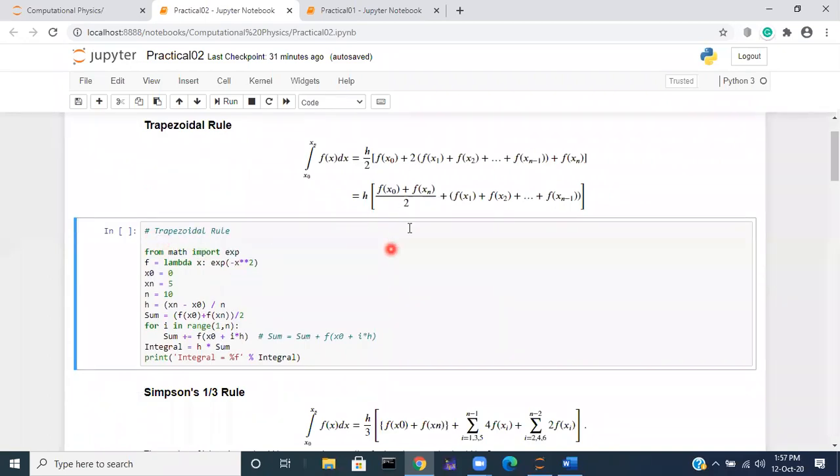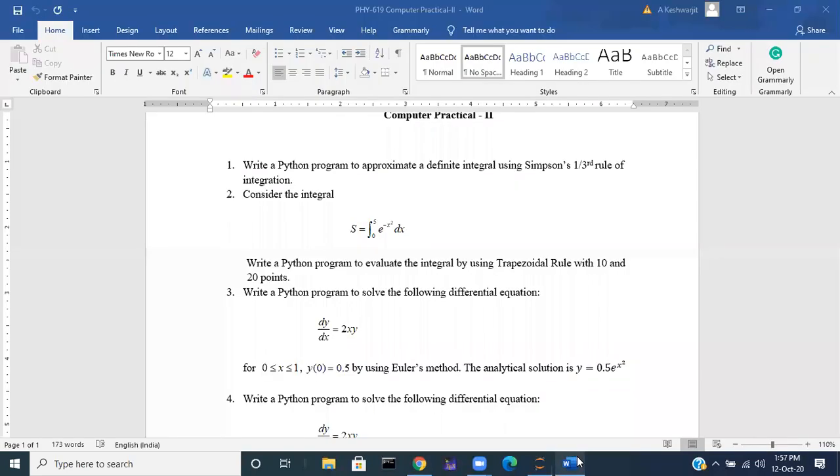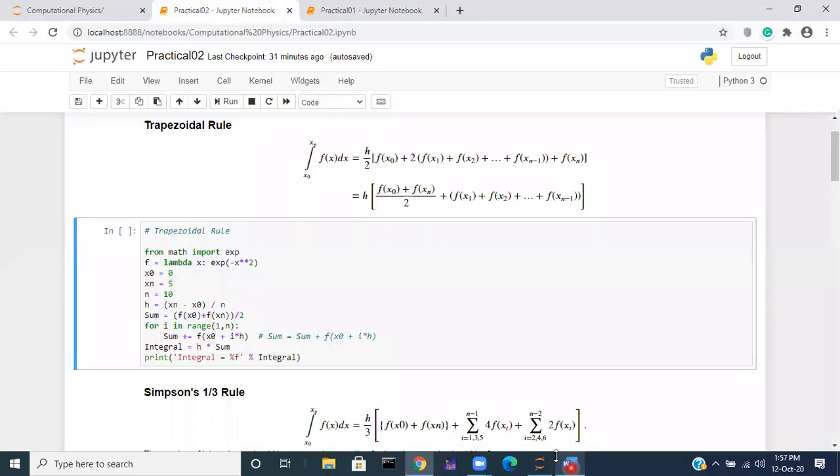So what is the given function? Our given function is e to the power minus x square. So it is an exponential function. In Python, for the exponential function, we import it from the math library. From the math library we import the exponential function exp.